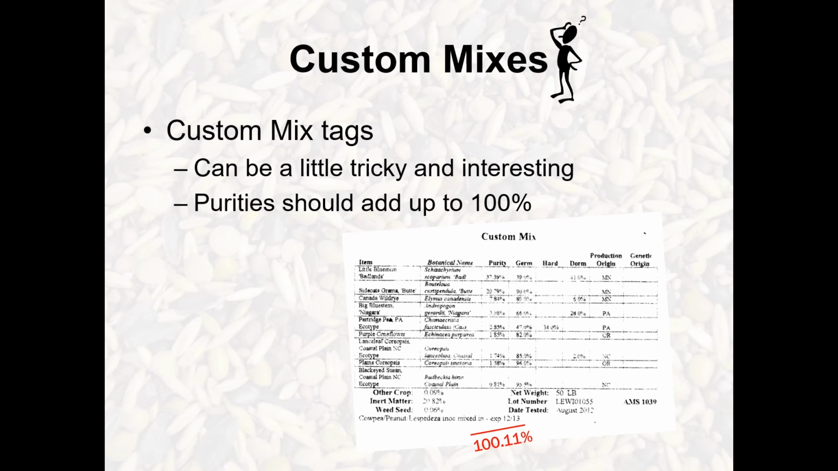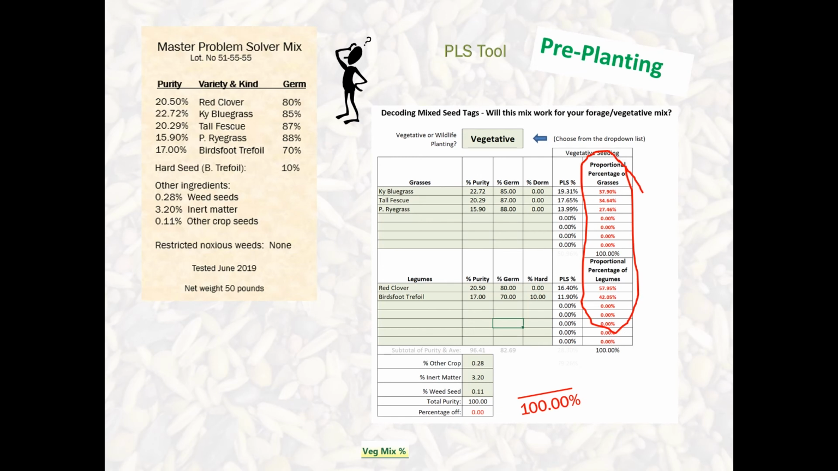We don't always get seed tags for just individual species. Sometimes they're all put together on one tag. Custom seed mixes, like indicated on this very hard to read seed tag, can not only be a bit tricky and precarious to figure out, but sometimes almost impossible. First of all, you want to look at the purities. They should all add up to be 100%. If they don't, then there's an error in the tag. This tag does add up to 100%, exactly 100%, so it's good.